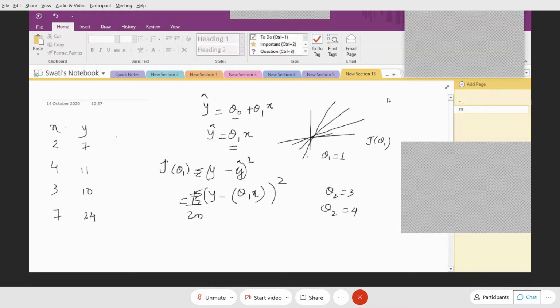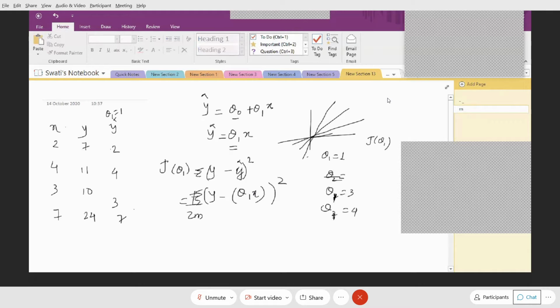So if my theta 1 is equal to 1, theta 1 is equal to 2 and so on. If it is equal to 1, my y cap is equal to 2, 4, 3 and 7. So this is going to be when my theta 1 is equal to 1. Are we clear?